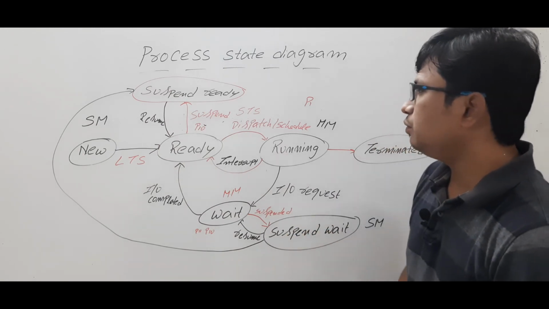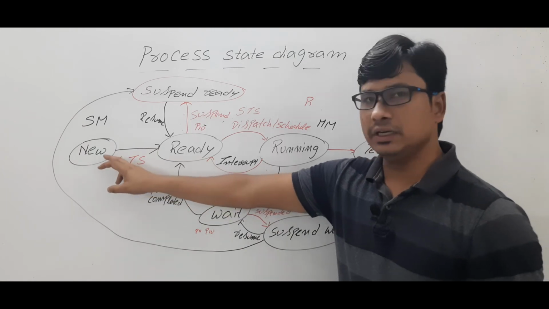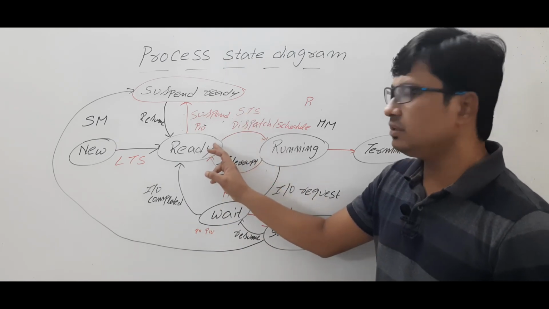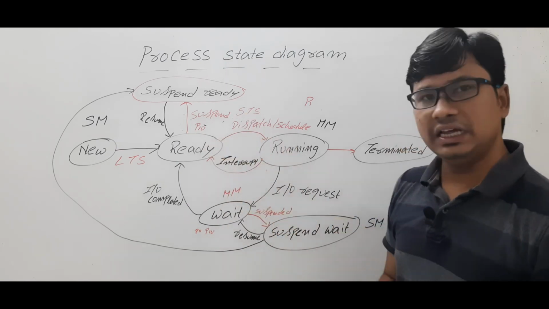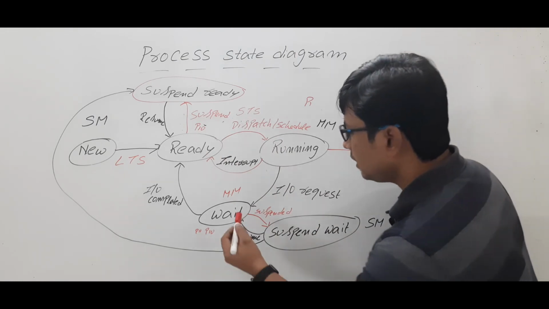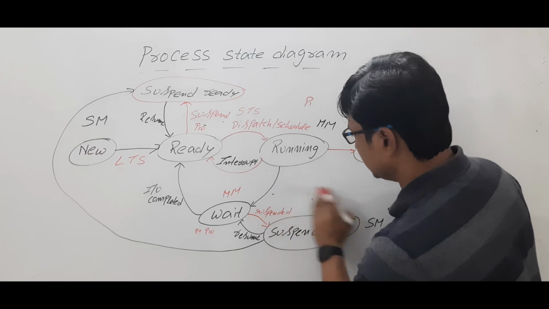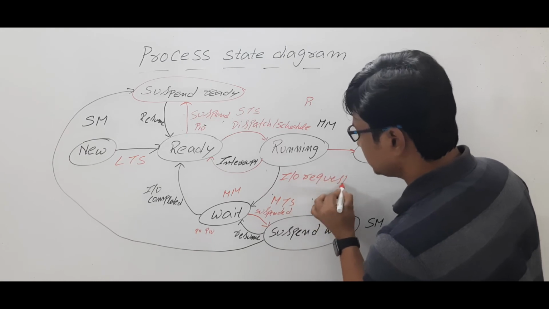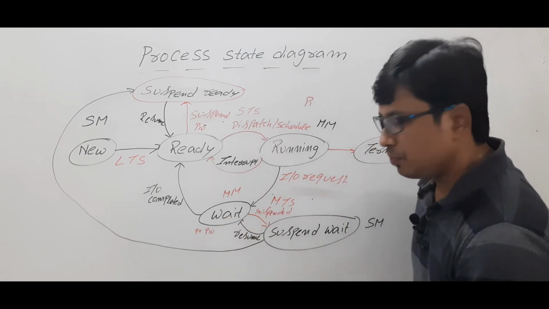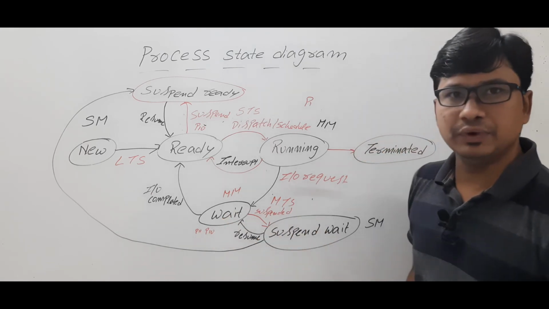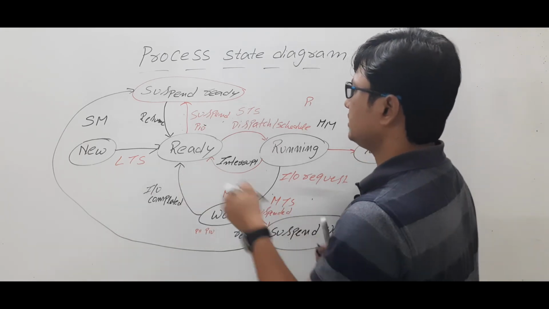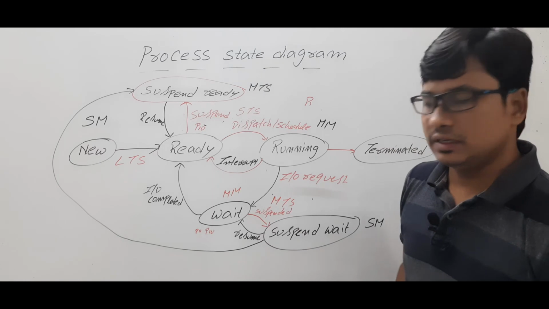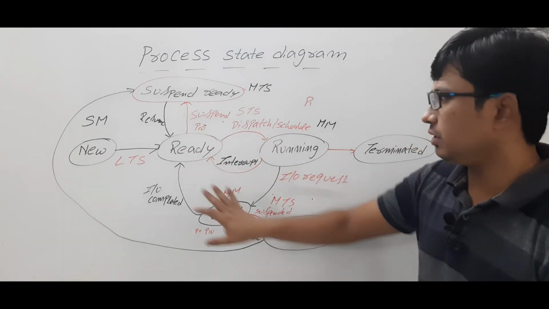Is it clear? Now we have discussed that the long-term scheduler will bring the created process to the ready state, and the short-term scheduler will bring the process which is in the ready state to the running state. Now we have the medium-term scheduler. Okay, let me write here. It is an IO request. The medium-term scheduler will bring the process which is in the wait state to the suspended wait. Similarly, the process in the ready state is brought to the suspend ready state by the medium-term scheduler. Is it clear? I hope you have understood all the states.